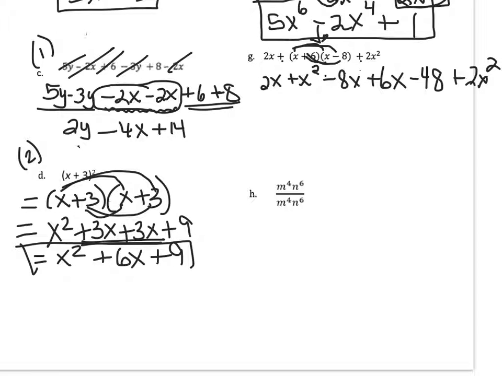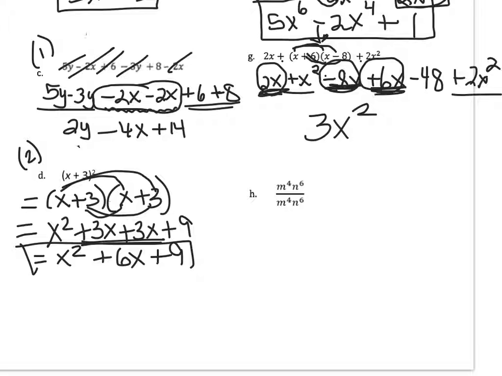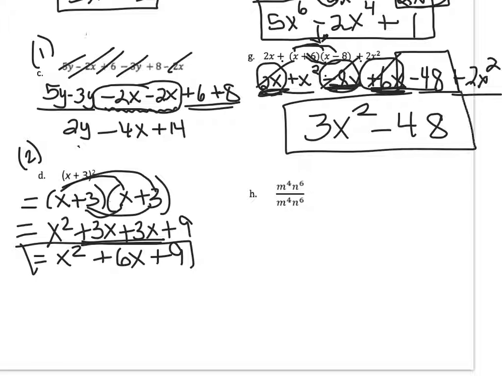Combining my like terms, I have a 1x squared and a 2x squared, which gives me 3x squared. I have a 2x, a minus 8x, and a positive 6x. Well, 2x minus 8x gives me negative 6x, and negative 6x plus 6x gives me 0. So these x's do cancel out. The only thing I'm left with is the minus 48. And your solution is 3x squared minus 48.